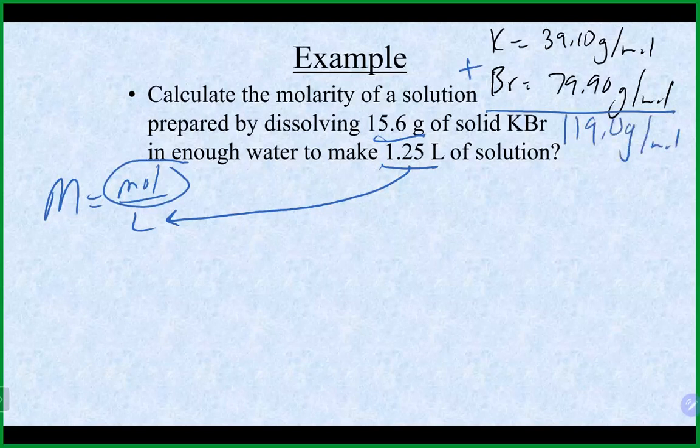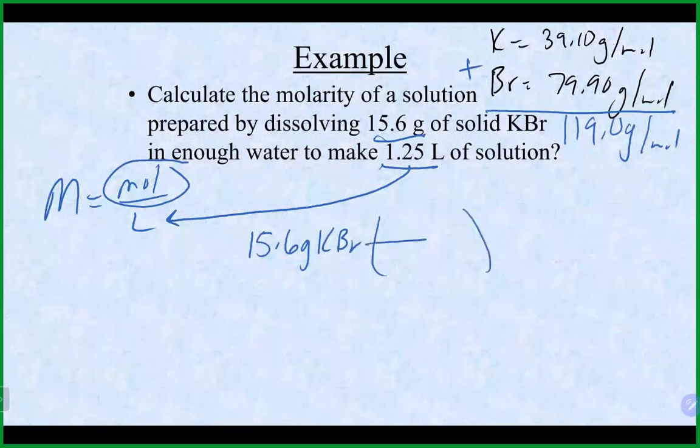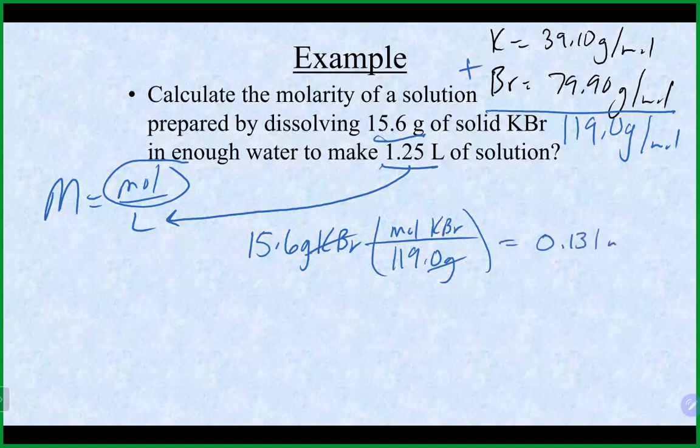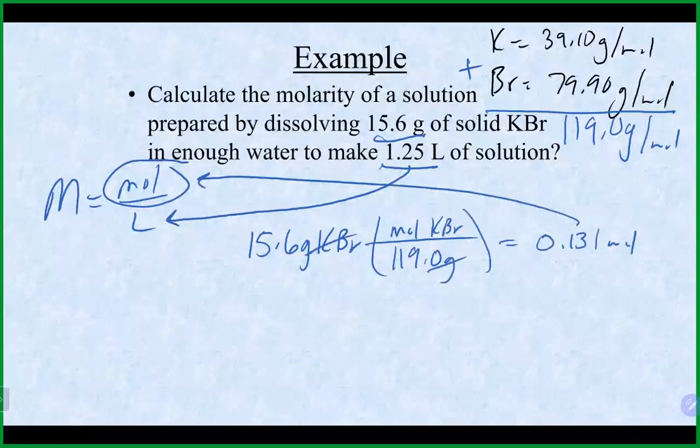So taking our grams of KBr, 15.6 grams of KBr, using the molar mass, 119 grams, on the bottom, so that cancels per mole. Grams are going to cancel, going to give us 0.131 moles, I believe. Now we do have obviously the top part of what we need. So all we have to do now is put it in. So molarity here would be 0.131 moles divided by our liters.